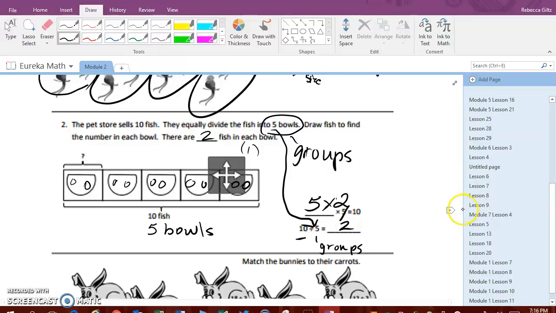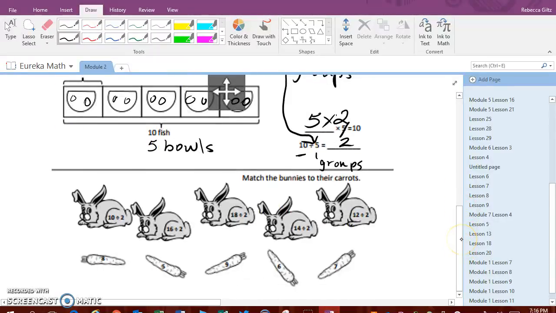Okay, so let's go to number 3. Here we have to match the bunnies to their carrots. So if I have 10 fish and I divide them into 2 groups, how many go in each group? Well, you can draw a picture over here. 1, 2, 3, 4, 5, 6, 7, 8, 9, 10. How many are in each group? 5. So the answer is here.